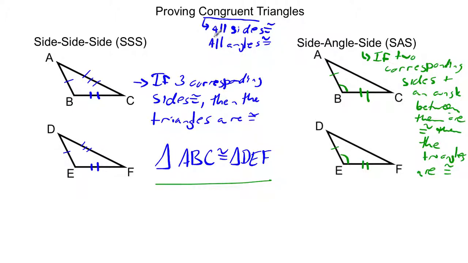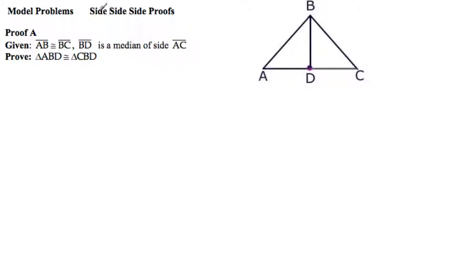So using these two theorems in addition to everything else we've looked at, we're going to be proving congruent triangles. And so let's actually do that. So this is a proof for side, side, side. Now, please note that when I do this on a test or the midterm or anything in the future, I'm not going to tell you this is a side, side, side proof.